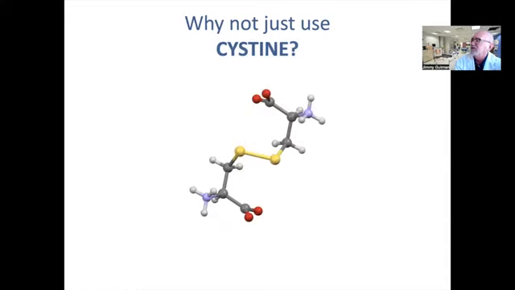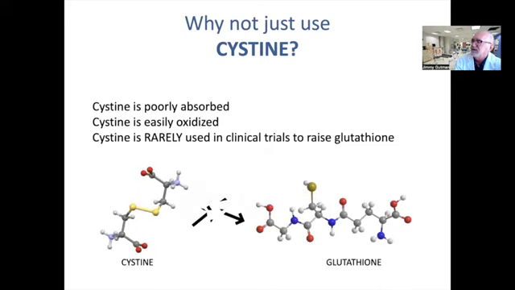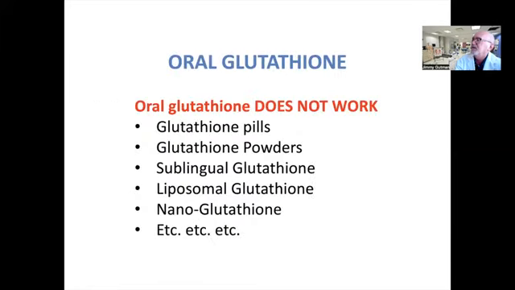Okay, why not just use cystine? Good question, and it needs to be addressed. Cystine itself is very poorly absorbed. It is also prone to easy oxidation. It just has not been shown to be a glutathione precursor, and that's why so few clinical studies have used cystine to raise glutathione, because it doesn't work.